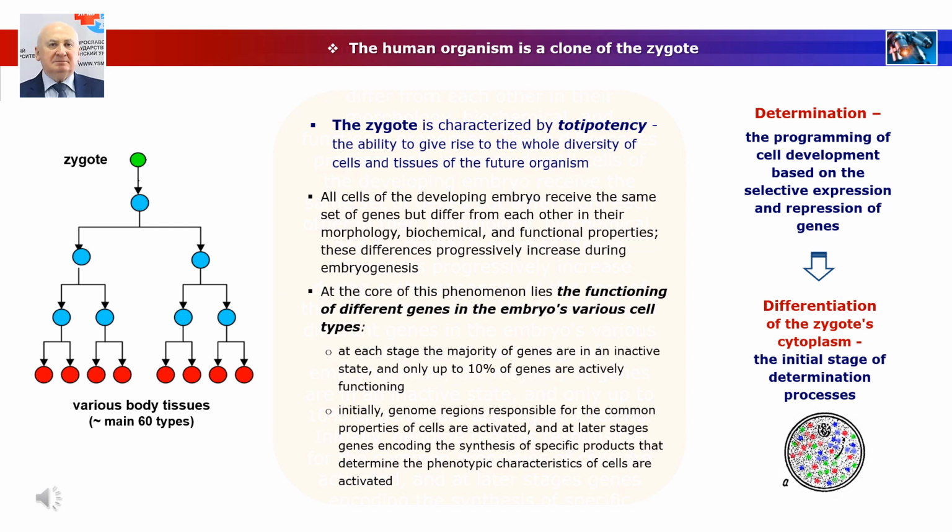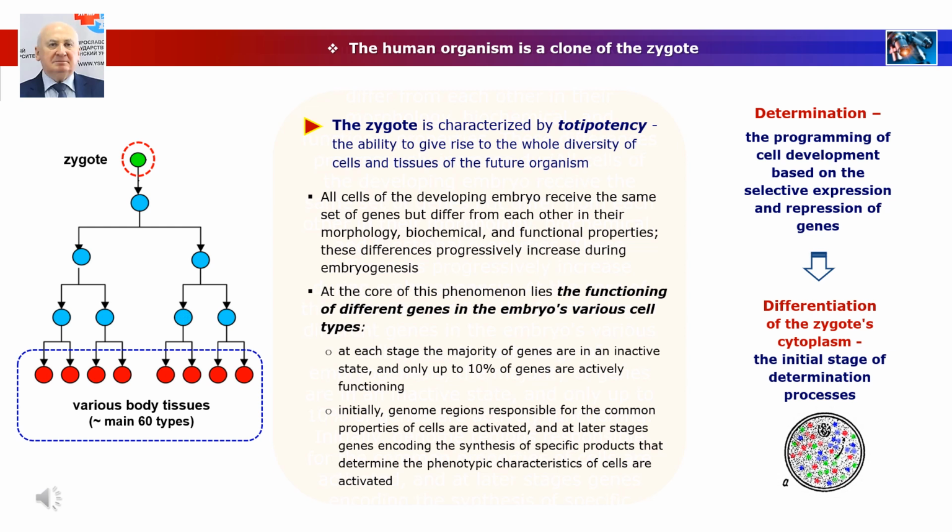From the perspective of the concept of a clone as a set of descendants of one stem cell, the human organism is a clone of the zygote. The zygote is characterized by totipotency, the ability to give rise to the whole diversity of cells and tissues of the future organism. All cells of the developing embryo receive the same set of genes, but differ from each other in their morphology, biochemical, and functional properties. These differences progressively increase during embryogenesis.